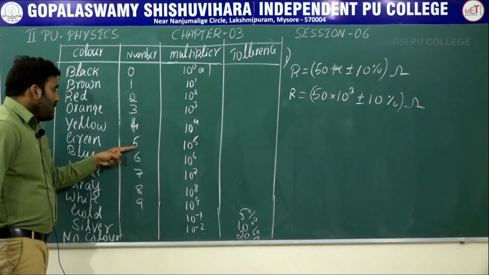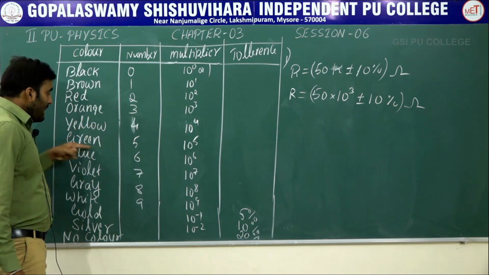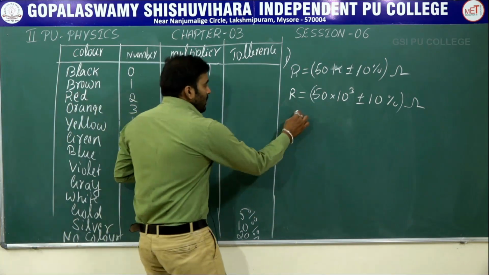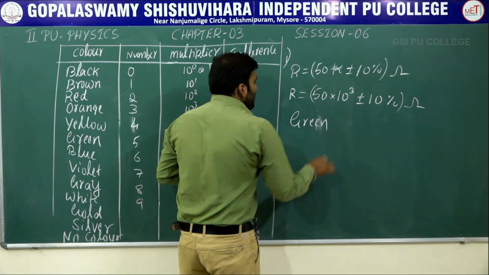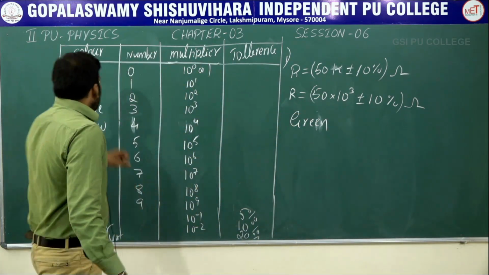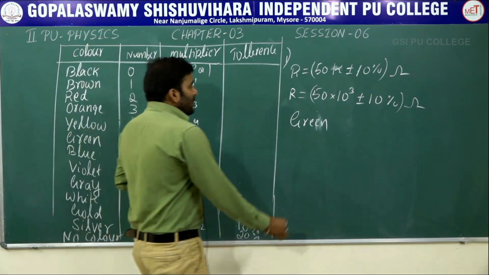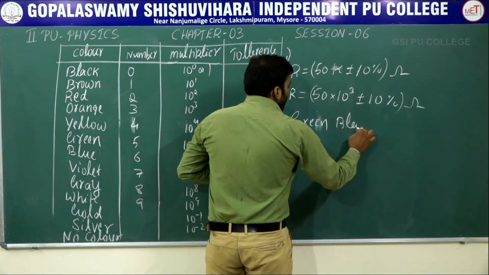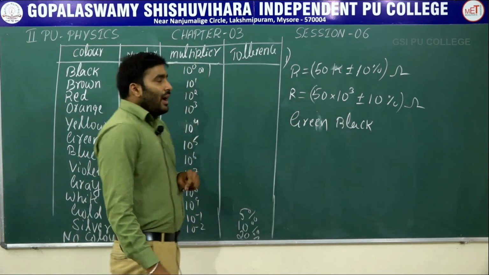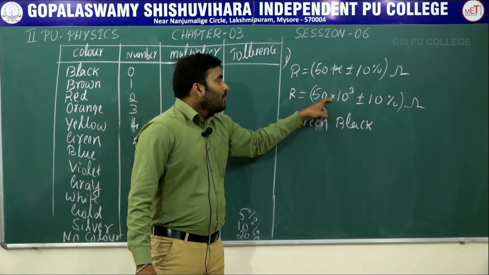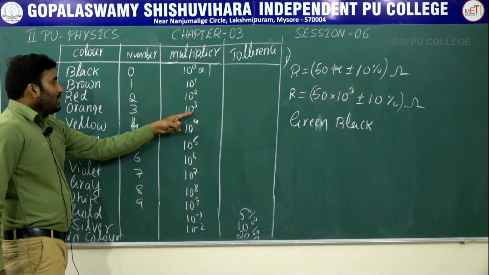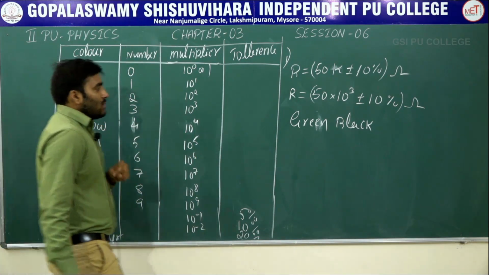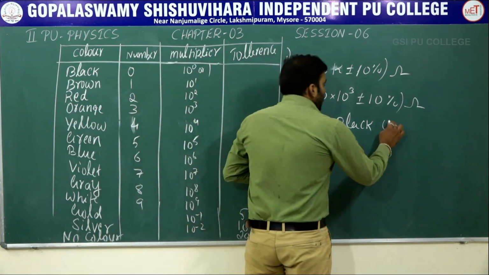For the 5, the color will be green. So let me write that. For this 5, the color is green. Next, 0 is nothing but black. So the second color is black. And we have 10 power 3 here. So the multiplier is 10 power 3, and 10 power 3 is nothing but orange. So green, black, orange.